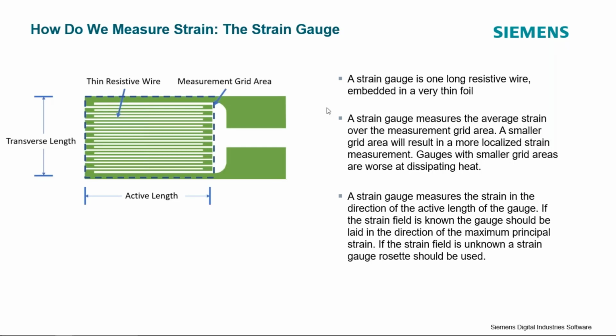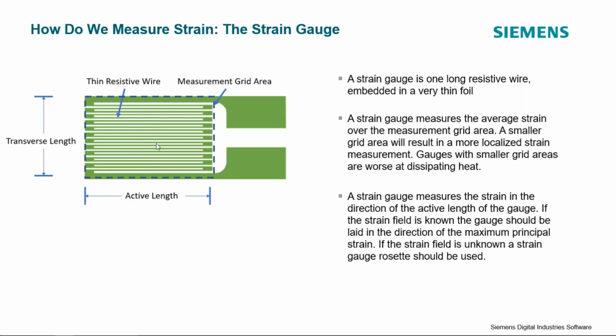So a strain gauge is a long resistive wire that we've kind of folded back on itself, embedded in a very thin foil. So this is an image of a strain gauge here. We see we've got some wire that's kind of bending back in on itself. And then we've defined some of the terms that you might see associated with the strain gauge. So we've got this area here, the measurement grid, the active length of the gauge, and the transverse length.